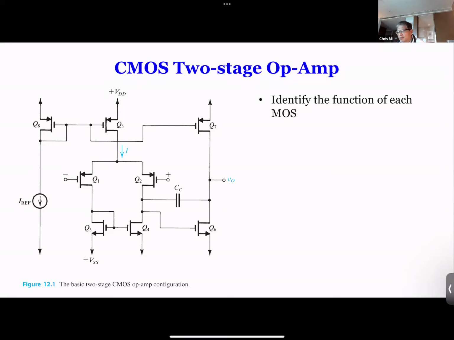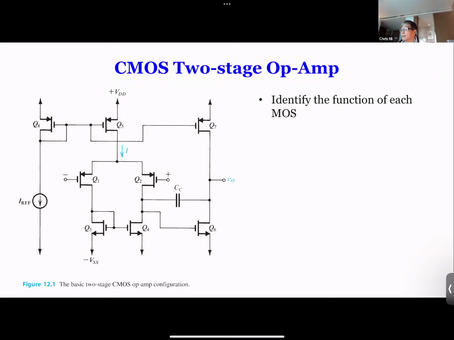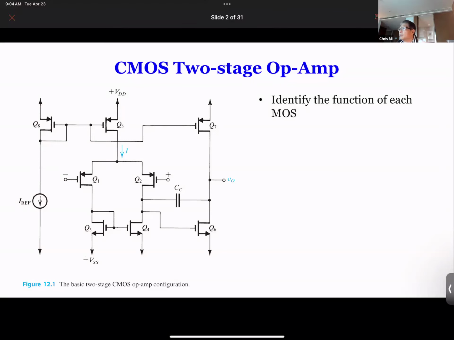Look at the circuit in front of you. You can see that this circuit is a 2-stage amplifier, and it has a differential input and gets a single output. So what are the unique characteristics of this amplifier?